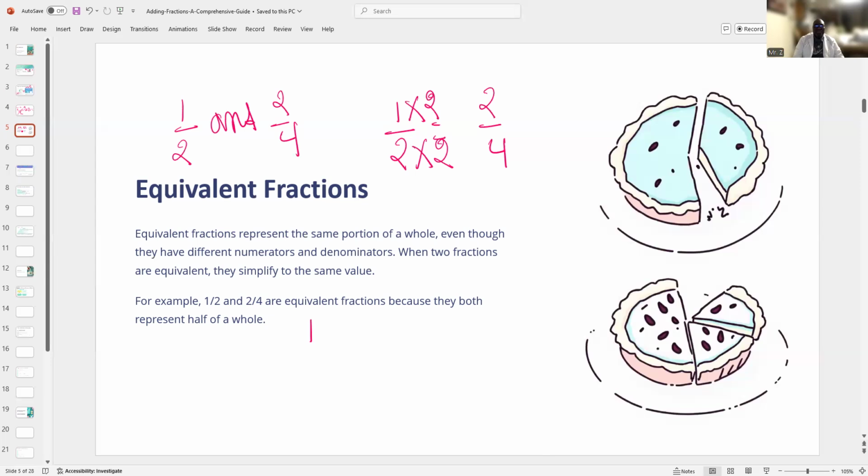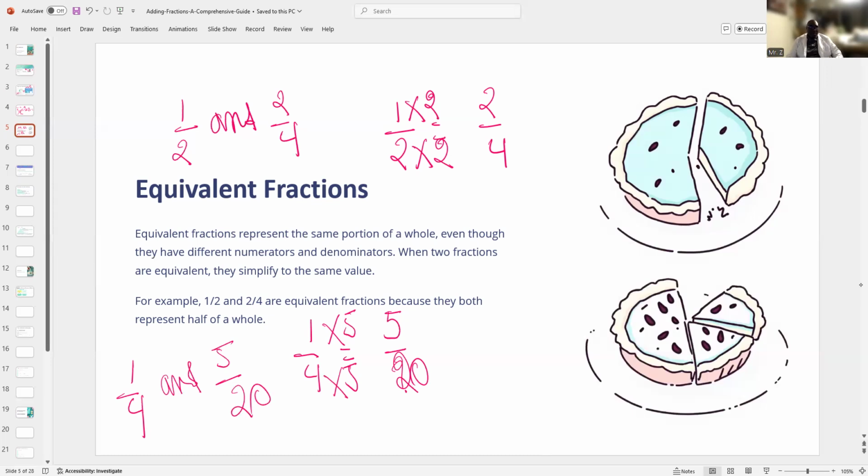Let's do like this: 1 over 4, and over here I got 5. What will be the denominator right there? 1 to 5, we have a multiply by 5, correct? If I multiply the top one by 5, I have to multiply the bottom one by 5 too. So now I'm going to get 20. So 1 over 4 and 5 over 20 are what we call equivalent fractions.